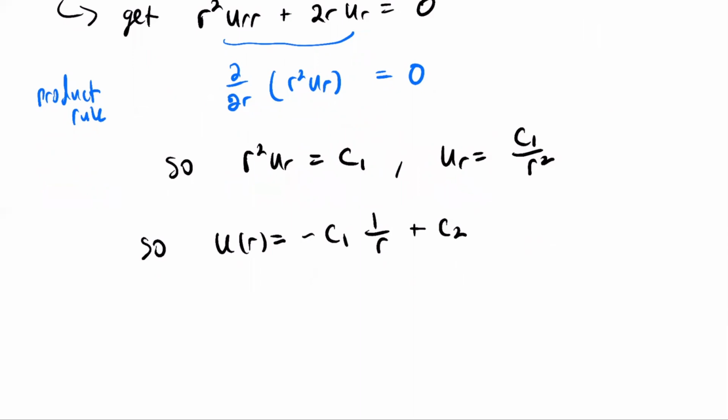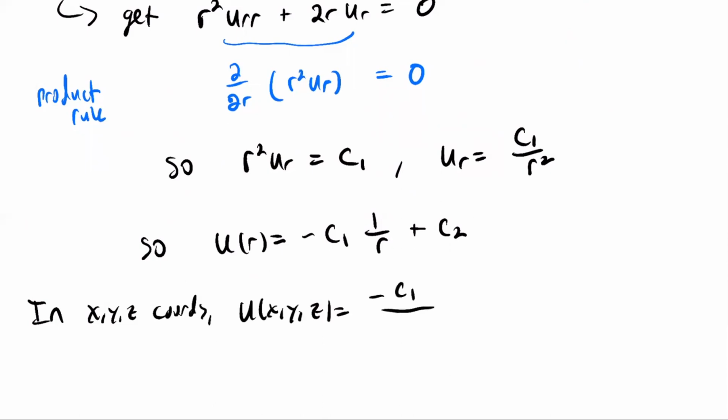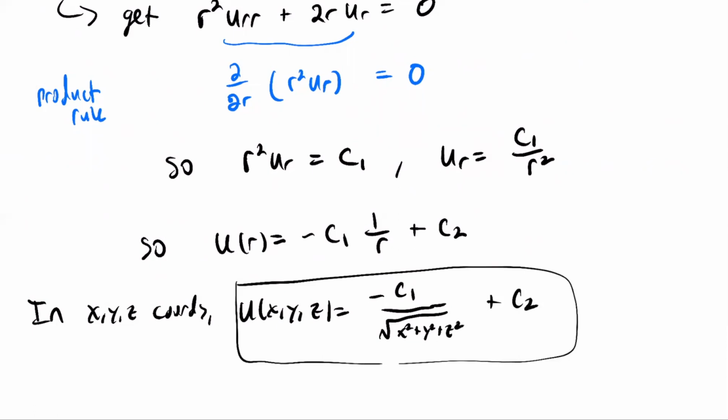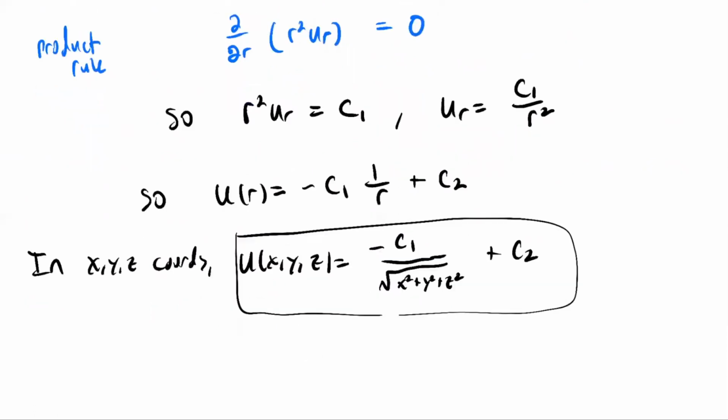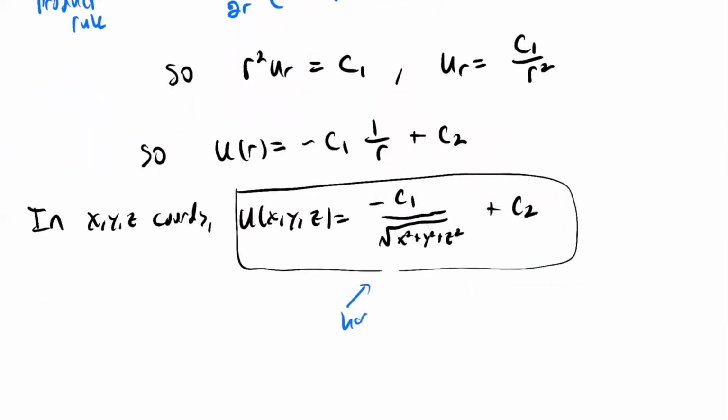In particular, if we want to go back to the original coordinates, in x, y, z coordinates, we get U of x, y, z is equal to minus C1 over R, remember, R was just the square root of x squared plus y squared plus z squared, and then plus C2. And so this analysis shows that this is a harmonic function. So if you take the Laplacian in x, y, and z of this function, you're going to get 0.